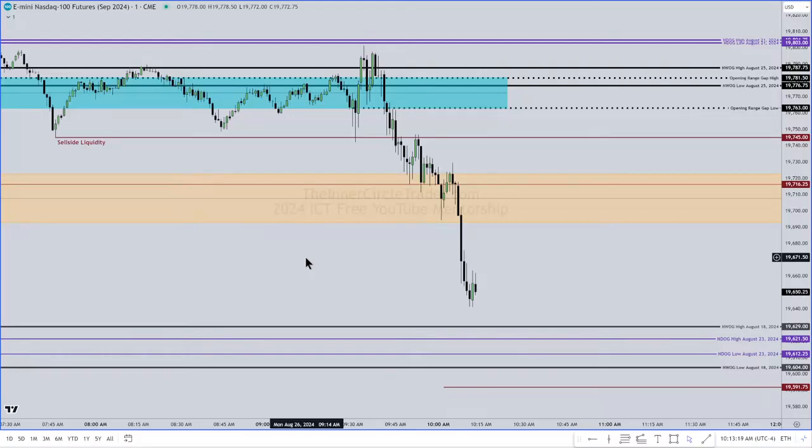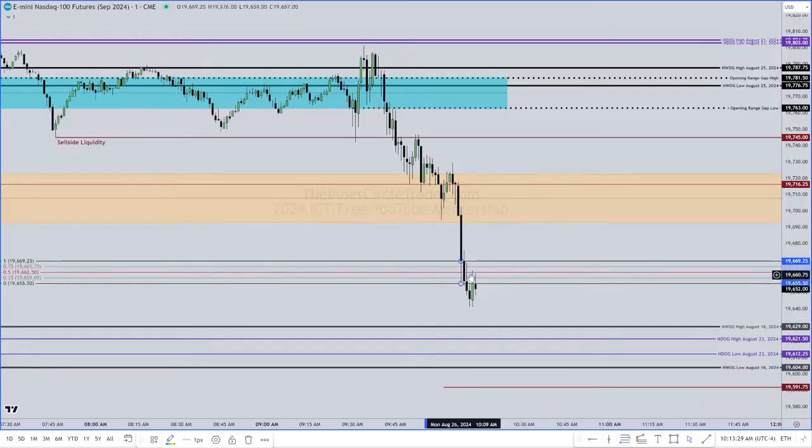So far, it's respecting the lower level of this wick here. So this right here. See that?